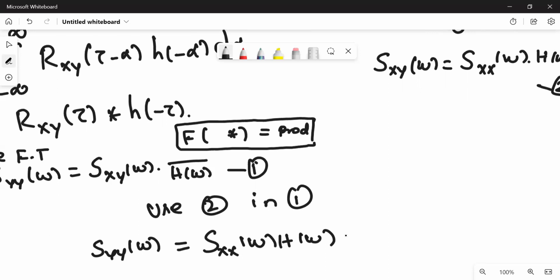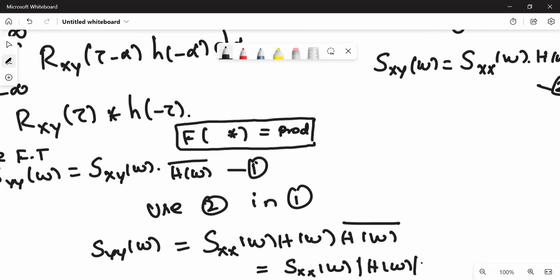But apart from that, what we have in 1? H of omega bar. But in note 3, we have seen z times z bar is equal to modulus of z the whole square. So how can we write it? Sxx of omega into H of omega into H of omega bar will become modulus of H of omega the whole square. So we started with Syy of omega. We got it as Sxx of omega into modulus of H of omega the whole square. That is, the power spectral density of the output is equal to the power spectral density of the input into modulus of H of omega the whole square. H of omega is nothing but the Fourier transform of the impulse response h of tau.